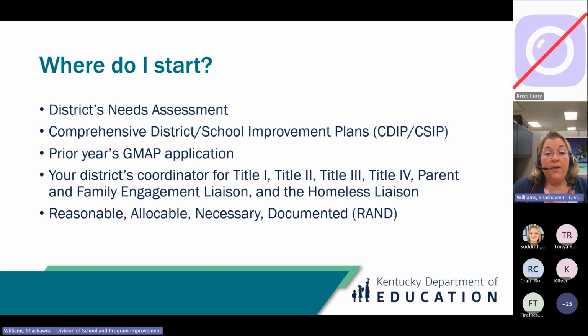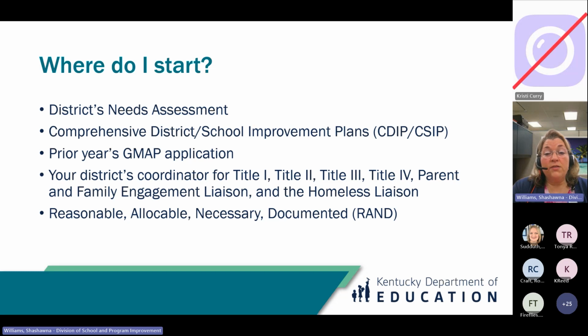CDIPs and CSIPs are based on the district's needs assessment and give more detailed information about funding needs your district has. Prior year's GMAP applications are also good to review. It's important to look at what has been funded in the past and to evaluate if another funding resource can be used to free up Title V dollars for other initiatives.